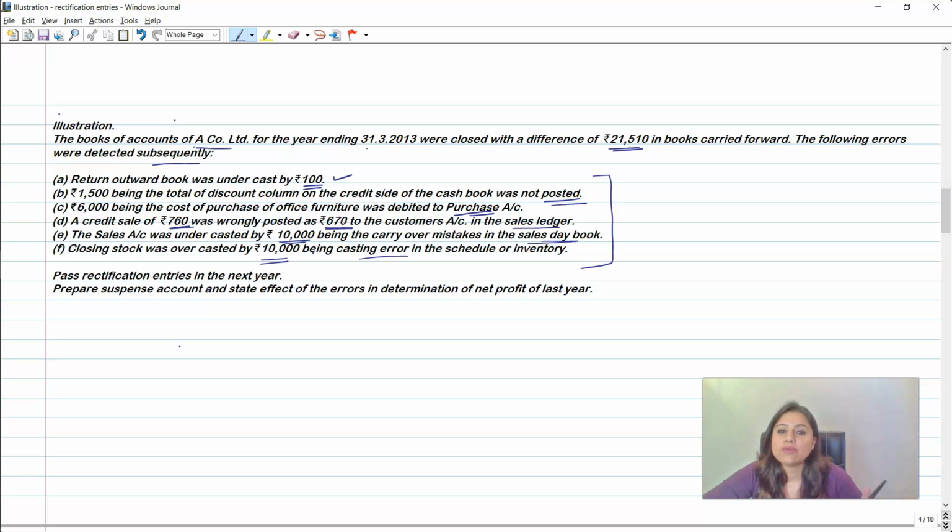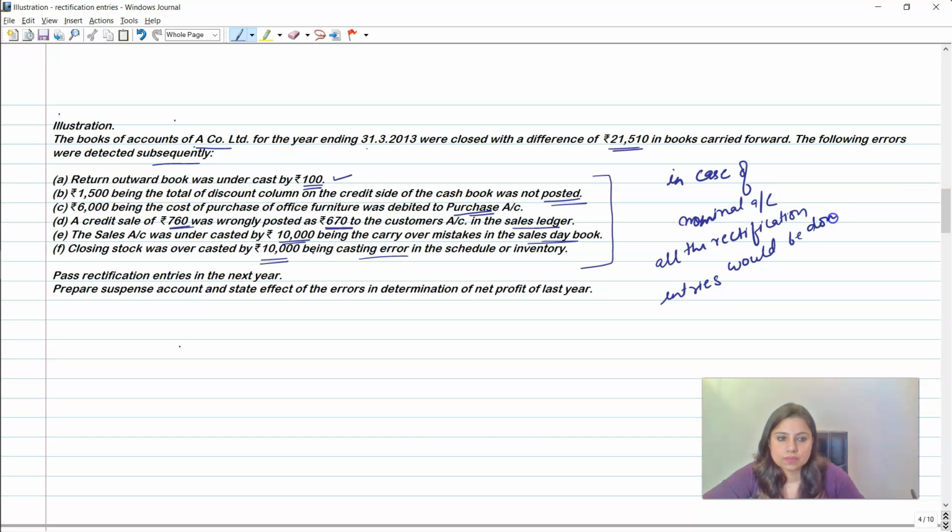Now, as we know, after we close the books of accounts, in case of nominal accounts, all the adjustment entries or all the rectification entries would be done through the P&L adjustment account.